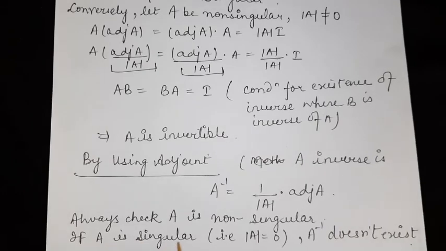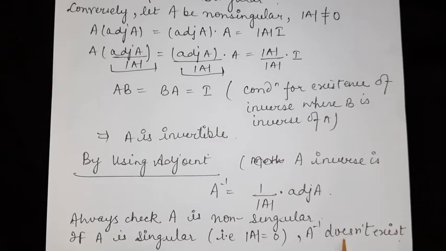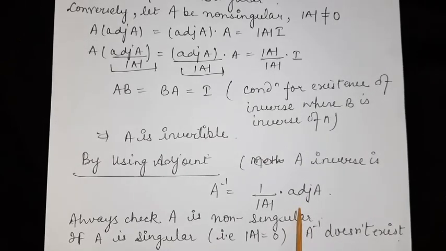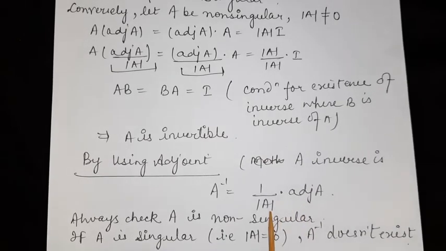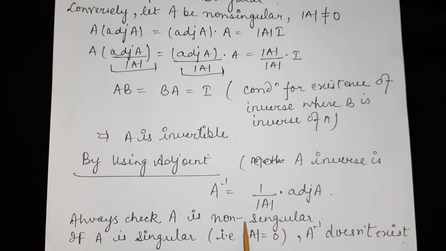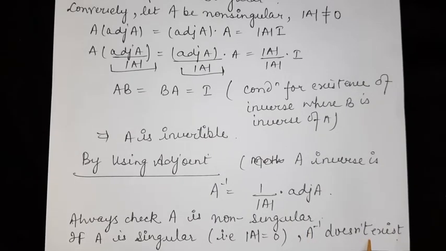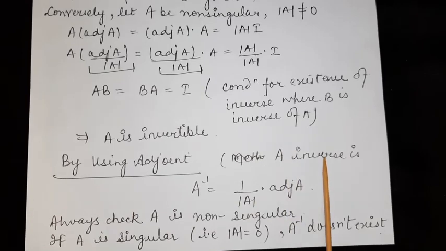If in case A is a singular matrix, then A inverse does not exist. So whenever you are going for this method, the very first step is that always check that A is a non-singular matrix. In case your A comes out to be a singular matrix, then you will simply write that A inverse does not exist. Now class, revise all these results.